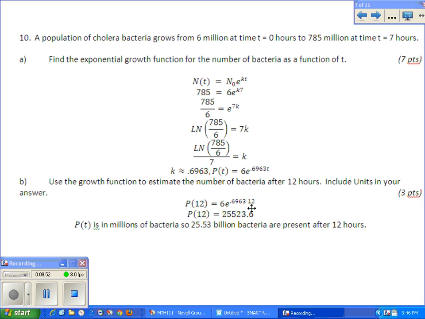Substitute 12 in for t, do the calculations, and here's where I need to remember that this is my population in millions of bacteria. So I've got 25,523 million bacteria, which would be 25.53 billion bacteria present after 12 hours.